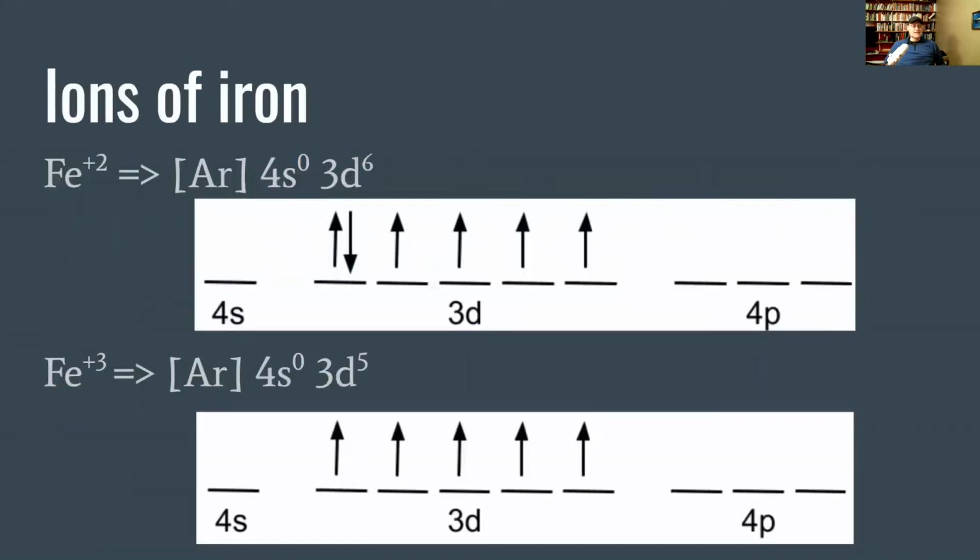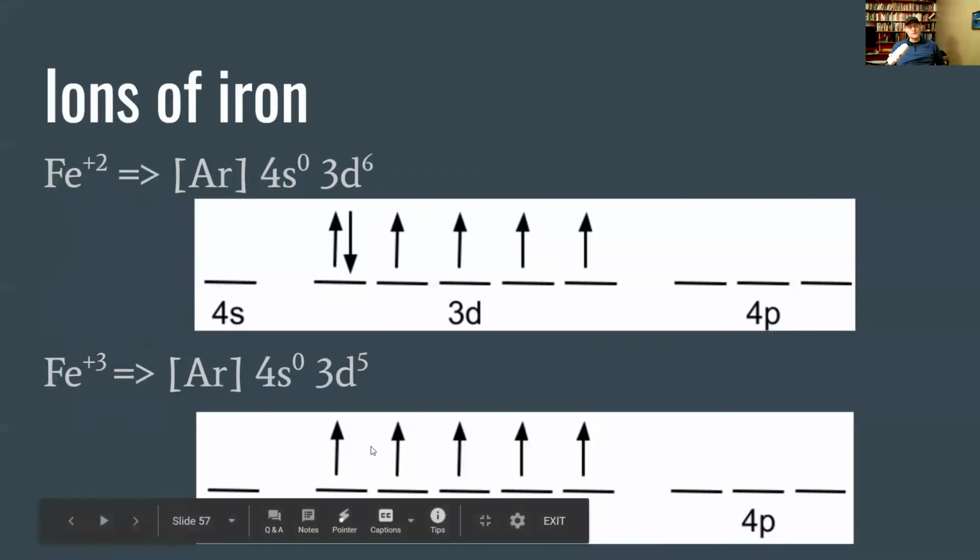So if you're looking at the different types of ions of iron, what you'd end up with is Fe2+, where you actually lose both of the 4s electrons, and the Fe3+, where you would not only lose the 2 electrons in the 4s orbital, you also lose that other electron that was doubled up in that first d orbital.